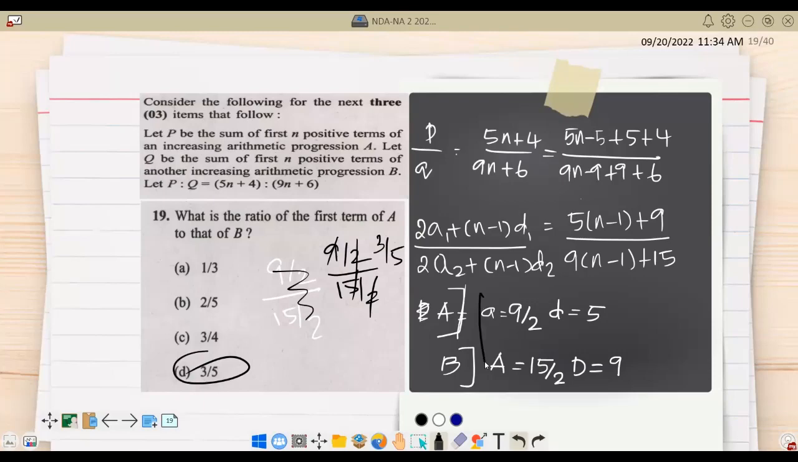See, this is the first term. We have found these to be the first terms of A and B. So the ratio is simply clear. 9 by 15, 3 by 5. 3 by 5 is your answer. Option D.